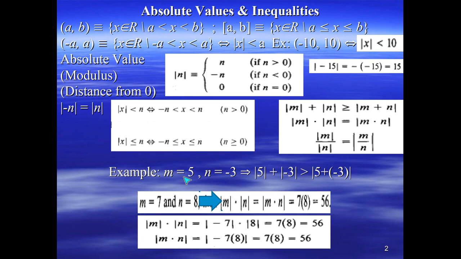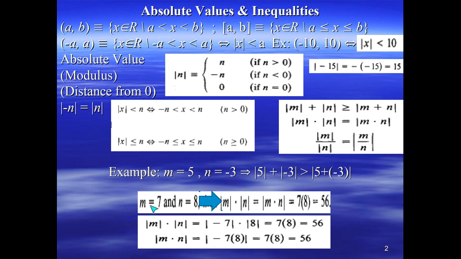Some examples here: m is 5 and n is minus 3. Then the absolute value of 5 plus the absolute value of minus 3. The absolute value of minus 3 is 3. The absolute value of 5 is 5. 5 plus 3 is 8. And what is the absolute value of 5 minus 3? 5 minus 3 is 2. Its absolute value is 2. 8 is greater than 2. You see an example for the triangle inequality.